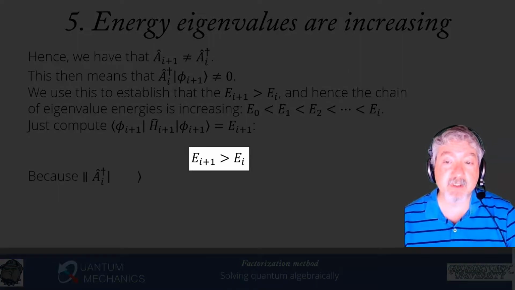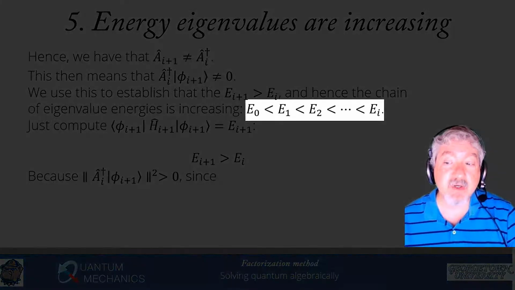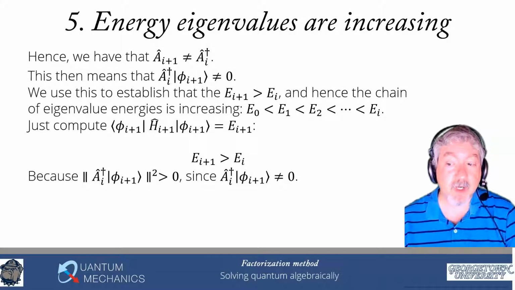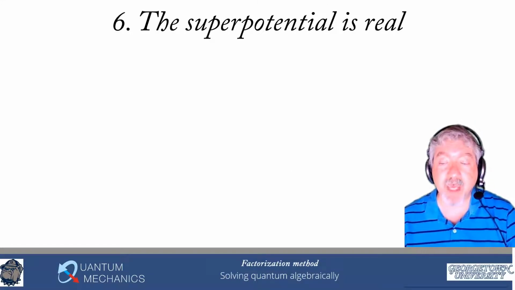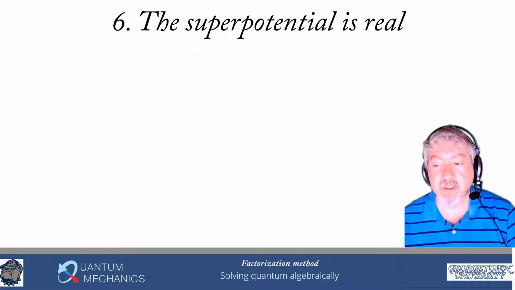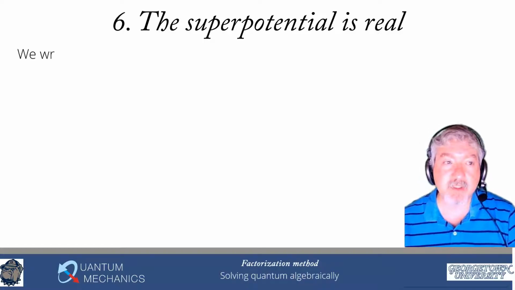And then that establishes this result, that we have an increasing sequence of the energy eigenvalues. All right, you see that was actually pretty simple. All right, next thing I want to show you is that the superpotential is real. We're already halfway through the results I want to show you for the bound states.